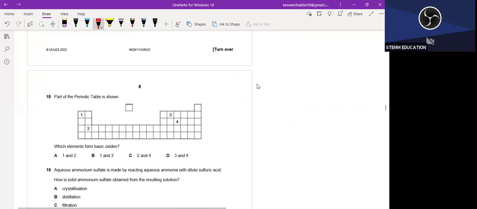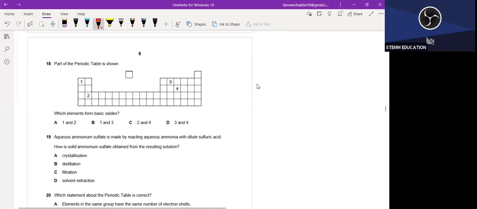Now we have question number 18. Part of the periodic table is shown, with some numbering 1, 2, 3, 4 written here. As we know, the left part of the periodic table is metal only, and in the right part there is a staircase-like structure, which is metalloids, which have the properties of both metals and non-metals. Below this only metals are present, and above this metalloid series only non-metals are present.